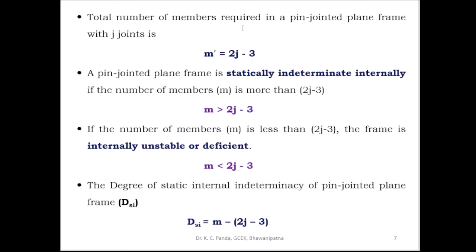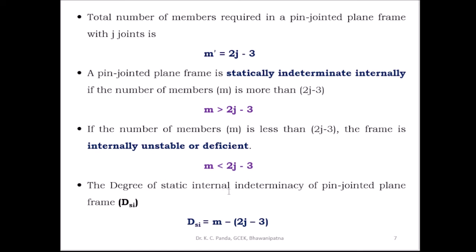The total number of members required in a pin jointed plane frame with J joints is M dash is equal to 2J minus 3. A pin jointed plane frame is statically indeterminate internally if the number of members is more than 2J minus 3. If M is greater than 2J minus 3, then this is called statically indeterminate internally. If M is less than 2J minus 3, if the number of members is less than 2J minus 3, the frame is internally unstable or deficient.